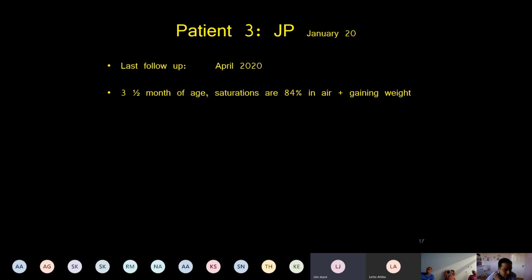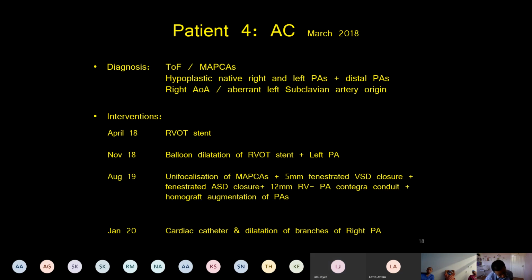Okay, thanks, Joyce. I'll move on. So this is my next patient, Archie Kotam, born in March 2018. I'm going to move a bit faster. Follows with MAPCAs, hypoplastic native right and left PA, distal PA, right-sided aortic arch, aberrant left subclavian. It's pretty much getting on to the full house now in complexity. So category C of the anatomy for pulmonary atresia VSD physiology.